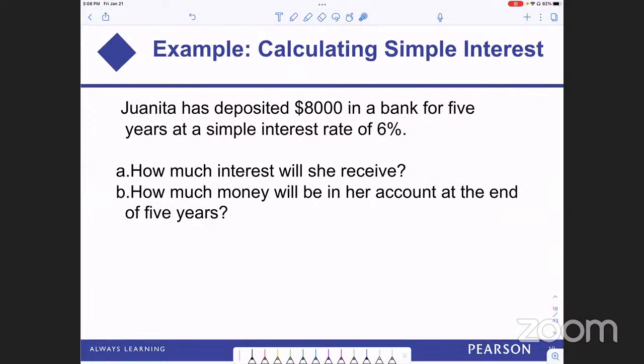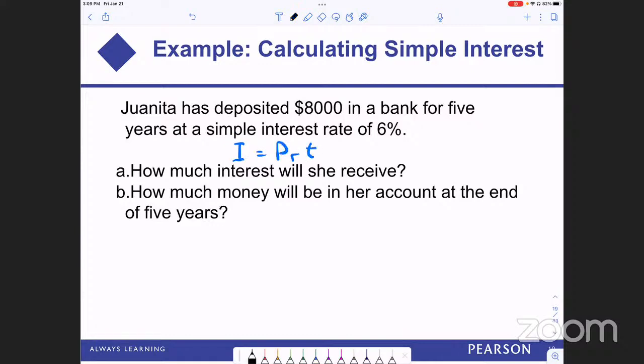So in this example, Juanita has deposited $8,000 into a bank for 5 years at a simple interest rate of 6%. How much will she receive? How much money will be in her account at the end of 5 years, okay? So if we're doing simple interest, every time we use a formula, write it down. So I equals PRT, right?